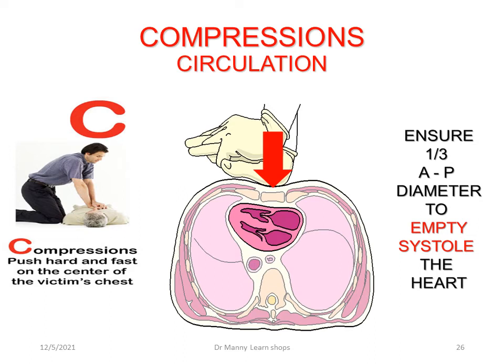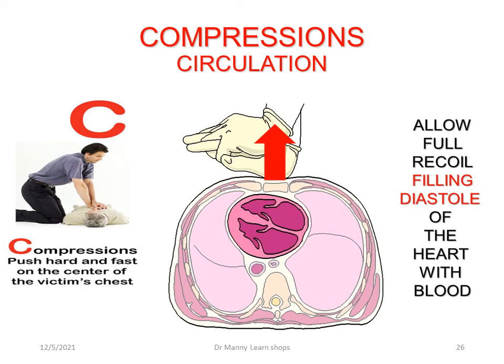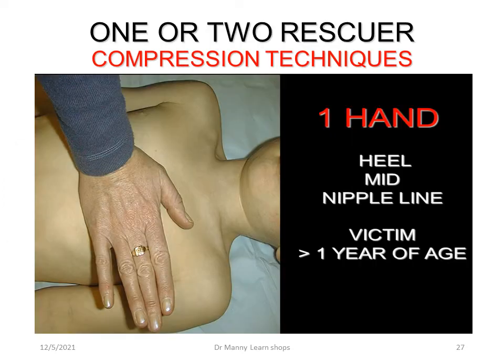You want to empty the heart, push blood out, and do it effectively, because remember I told you, 10 to 15% of normal cardiac output. Do it effectively. Then let the heart recoil. This is filling, diastole. If you don't let it recoil, it doesn't fill with blood. As a consequence, you won't have an effective cardiac output during compressions.